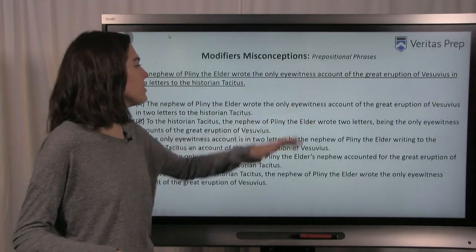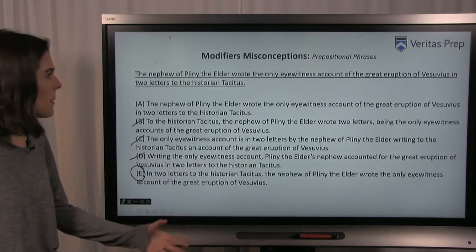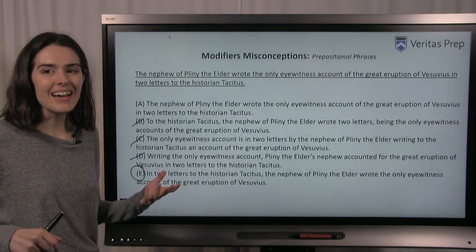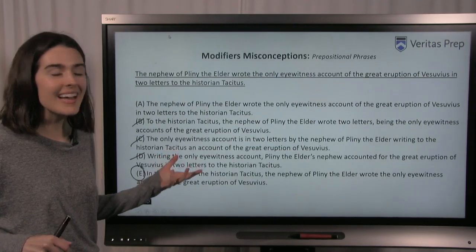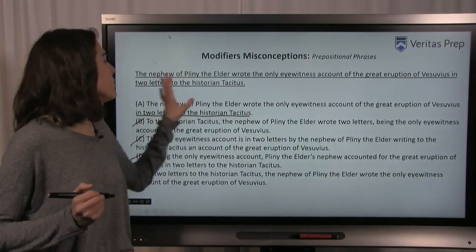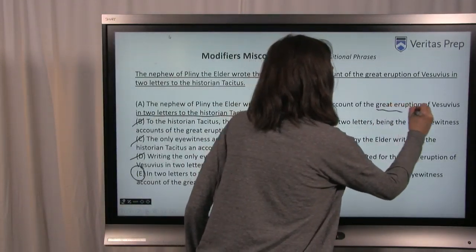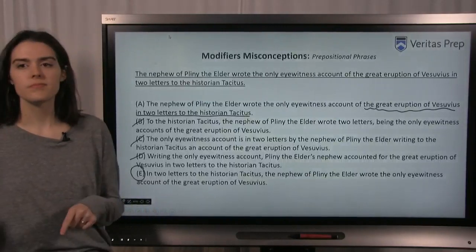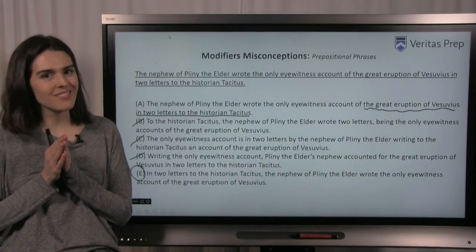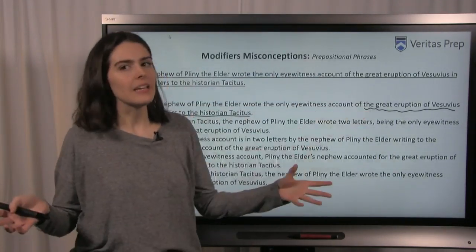The nephew of Pliny the Elder wrote the only eyewitness account of the great eruption of Vesuvius in two letters to the historian Tacitus. Now here, it's pretty clear what they mean, but yeah, as issue 261288 says, slight ambiguity. Is it saying he wrote all of this in the letters? Or is it saying the great eruption of Vesuvius was in the letters? Now it's pretty clear it's not that, right? That's pretty clear, but it's still grammatically ambiguous.